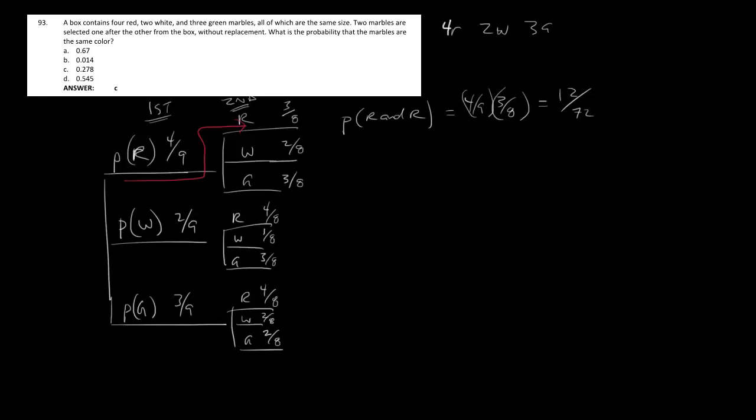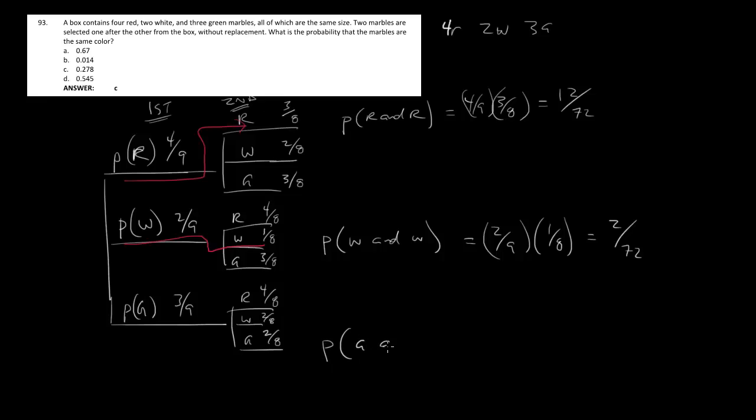What about if I follow through this path? White and white. In this case, I've got the probability of white and white equals 2/9 times 1/8, and 2/9 times 1/8 is how much? It's going to be 2/72, and then finally green and green is the last one down here where they're the same color. So that is 3/9 times 2/8. And so 3 times 2 on the top is 6, 9 times 8 is 72.